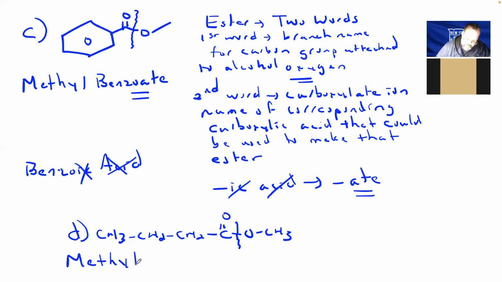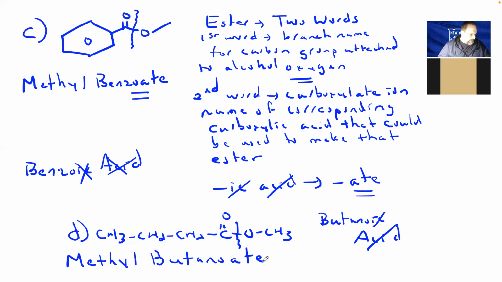For the left portion, if that was a carboxylic acid, a 4-carbon carboxylic acid would be known as butanoic acid. Take out the IC, take out the acid, and that becomes butanoate. So that ester would be known as methyl butanoate. And then the last one there is letter E.